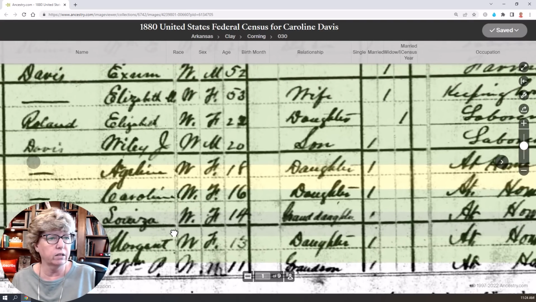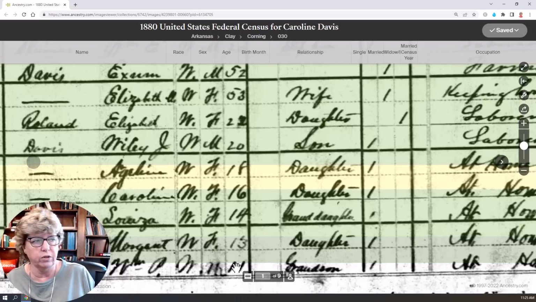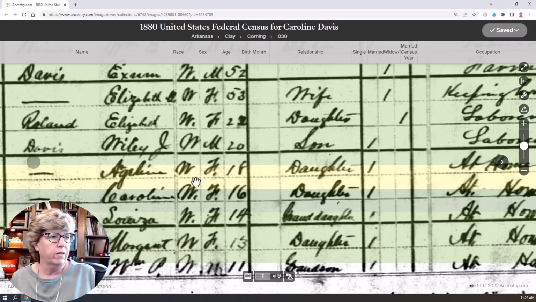And if we notice some of these relationships here, Louisa is the granddaughter at 14 years old. Each one of these ages, by the way, gives us a clue to the birth year, right? They're all white, so that's consistent. So this granddaughter here, Louisa, is the granddaughter at 14 years old.